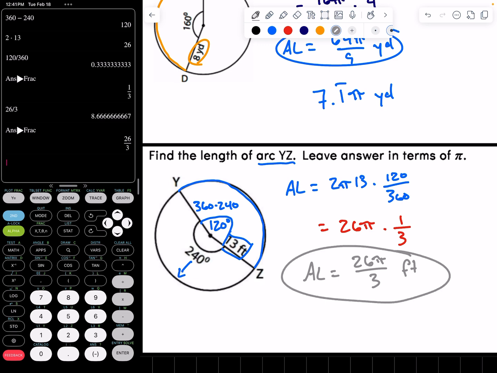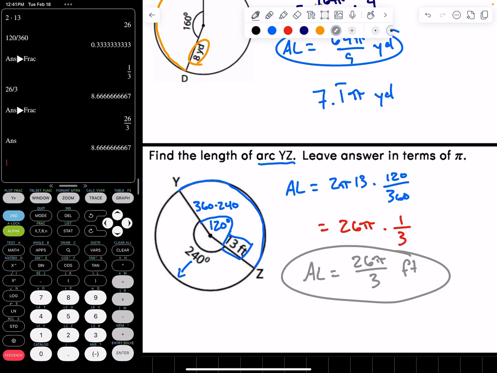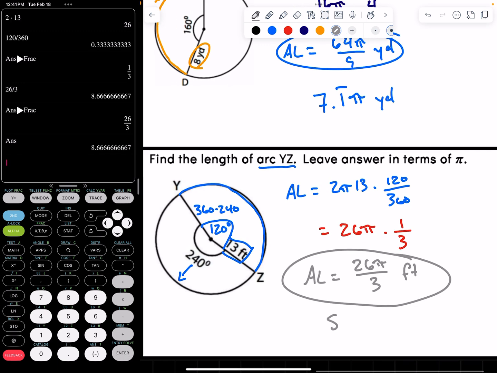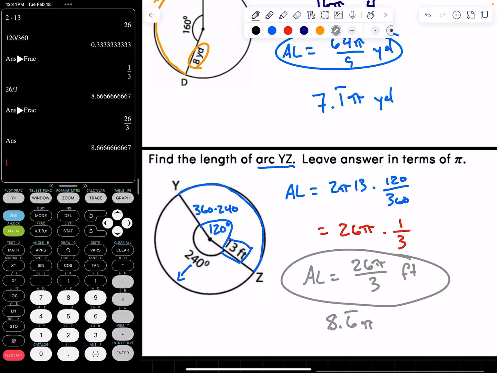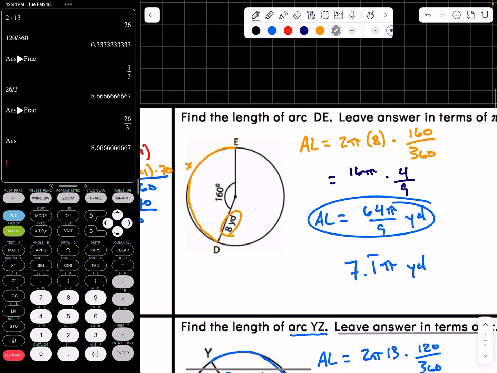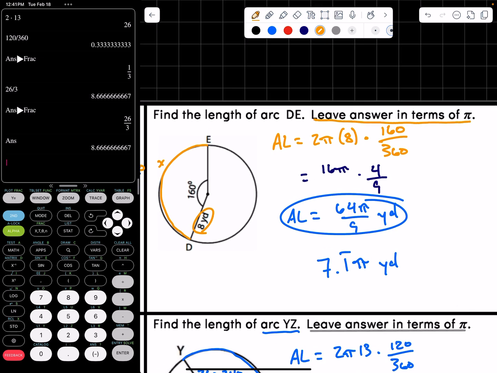But as you can see in there, okay, 26 divided by 3 is 8.6 repeating feet. Don't forget your pi because we are leaving our answer in terms of pi. Don't forget that. And that will take care of everything that we're doing here. I'm going to go on ahead and underline that. That way we don't forget it when we're looking at it later. Okay, clean that up a little.